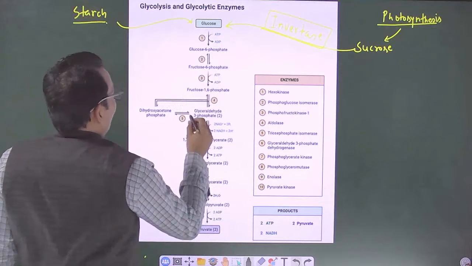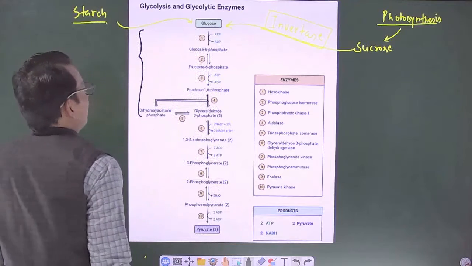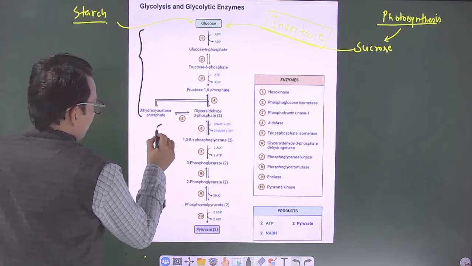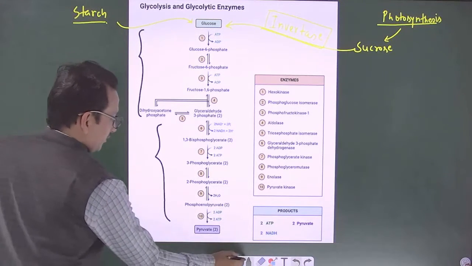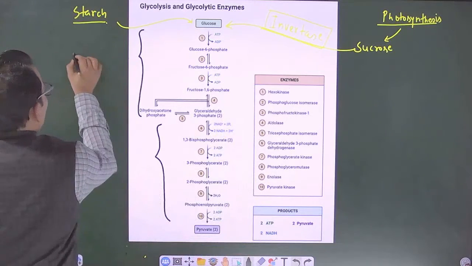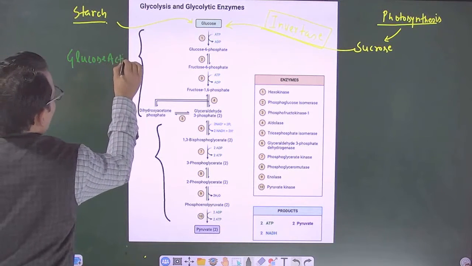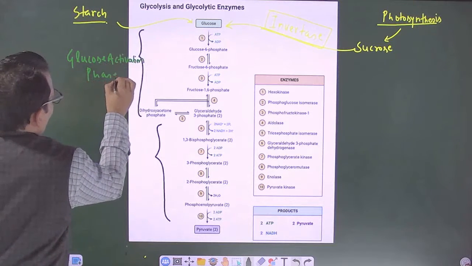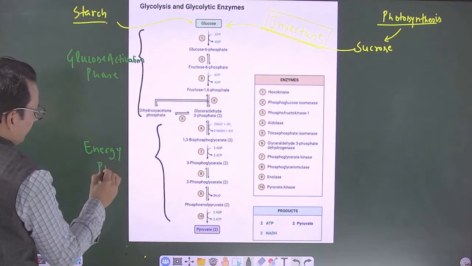Step number 1 to 5 can collectively be called the glucose activation phase, and step number 6 to 10 can be called the energy production phase. Here you may find the glucose activation phase, and here the energy production phase.